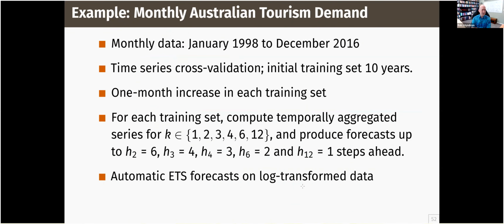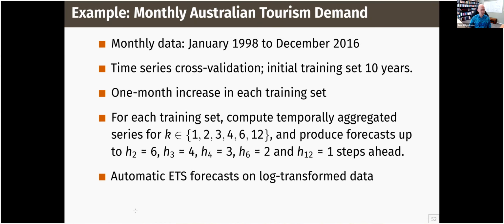So my monthly data is going to go from January 98 to December 2016. I'm going to use time series cross-validation again, where I take in a training set, and I'm going to slowly increase the size of that. My training set is 10 years, and then I'm going to increase it 1 month at a time. And for each training set, I'm going to produce forecasts for the next year.